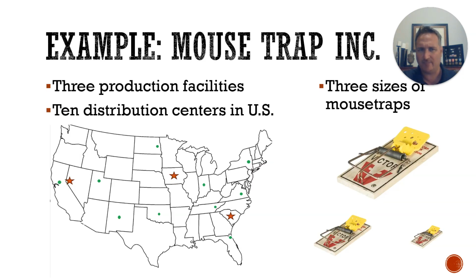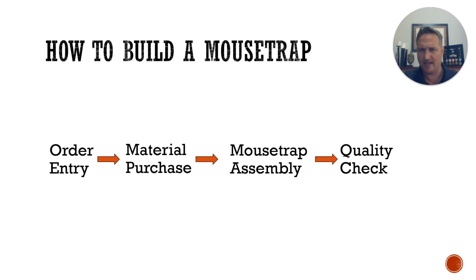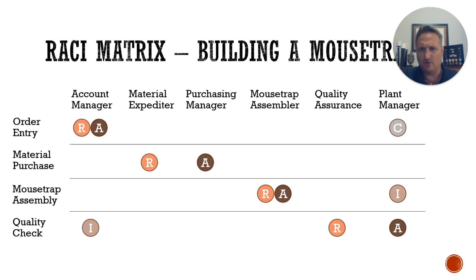We're going to go back to Mousetrap Inc. This is a company that makes mousetraps, and a general outline of how the process works is first there's order entry. This is the salesperson saying, hey, we have an order for mousetraps. Then the raw materials are purchased. Then the mousetrap itself is put together. And finally, there is a quality check.